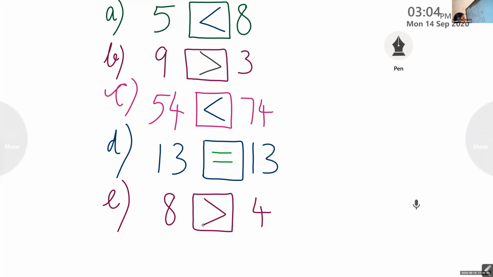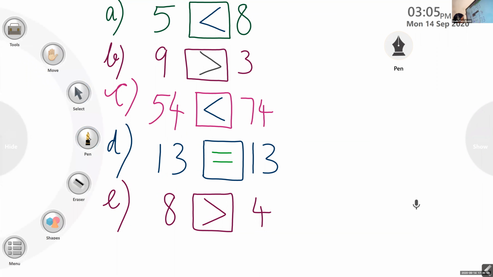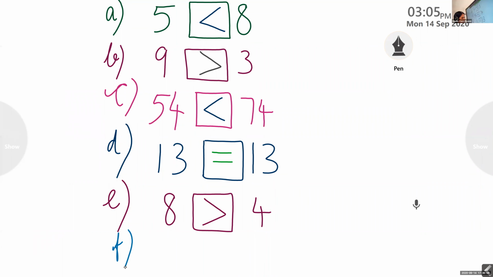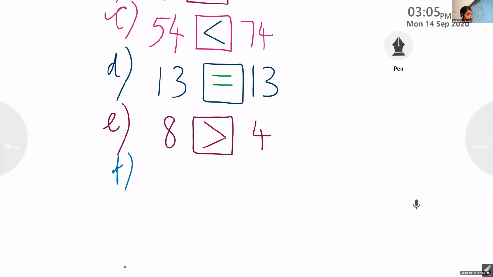Okay. How will we read this? 8 is, is it less than or greater than symbol? Greater than. Very good. 8 is greater than 4.